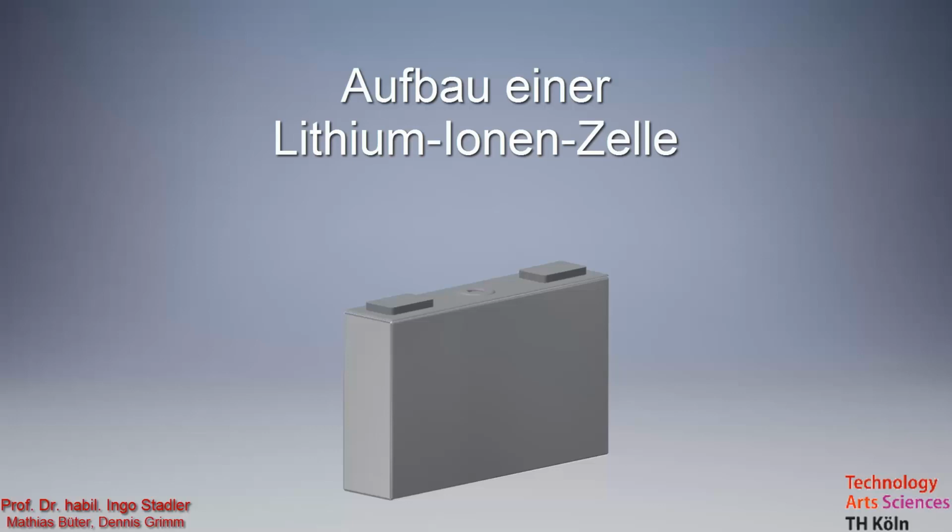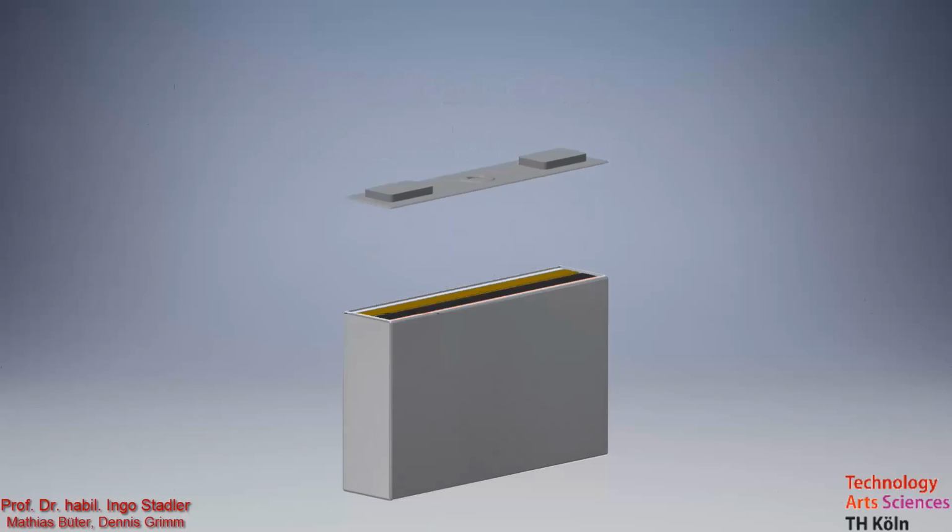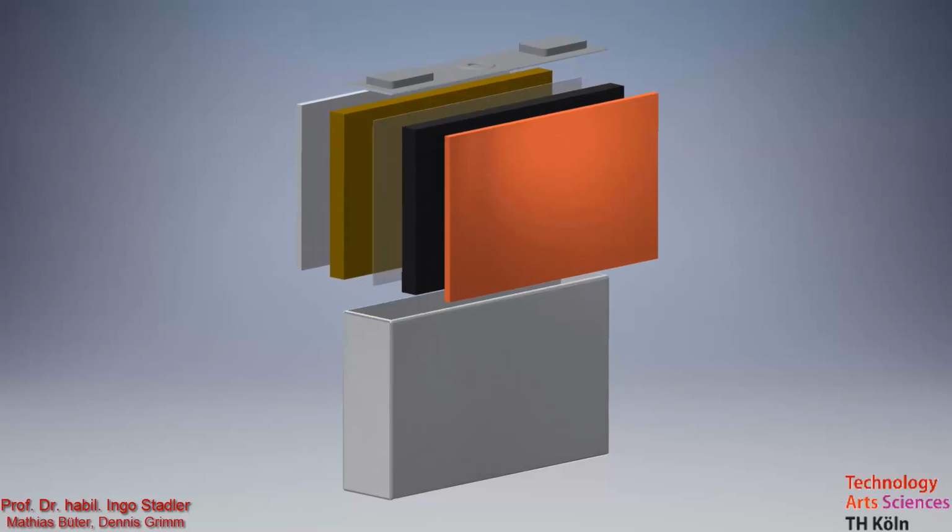A cell is the smallest unit within a battery system, which is composed out of several cells. A lithium-ion cell, as well as all batteries, consists of an anode and a cathode, an electrolyte and a separator.